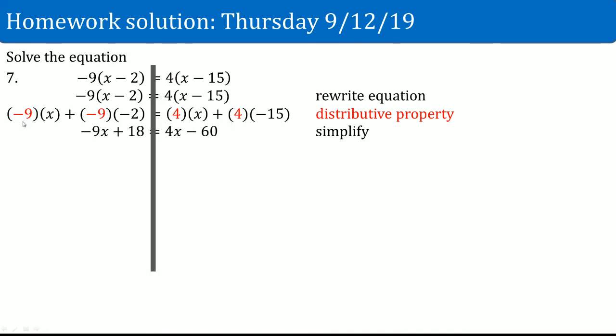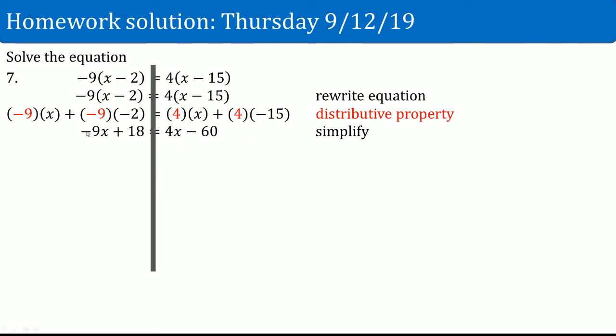Simplify everything. -9 times x is -9x. -9 times -2 becomes +18. Do not know how to do it? Grab a calculator. -9 times -2 on the calculator should get you 18. Do not get it wrong. 4 times x just becomes 4x. 4 times -15 is -60. Just plug it in a calculator.